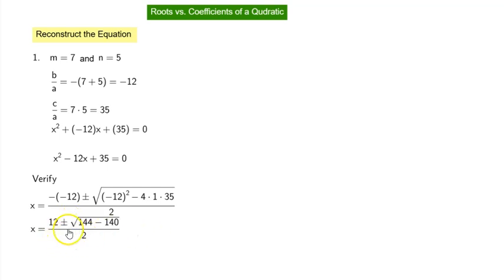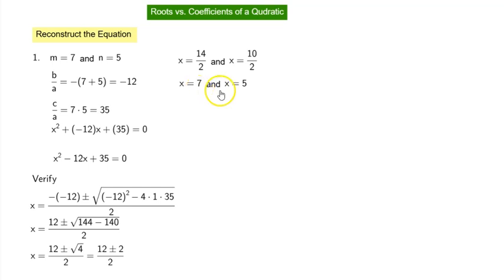Simplifying it, we get 12 plus or minus square root of 144 minus 140, divided by 2. Simplifying it, we get 12 plus or minus 2, divided by 2. Now, let's split it into two values of x: x equal to 14 by 2 and x equal to 10 by 2. So, 12 plus 2 is 14 and 12 minus 2 is 10. Simplifying it, we get x equal to 7 and x equal to 5, which is what we started off with.